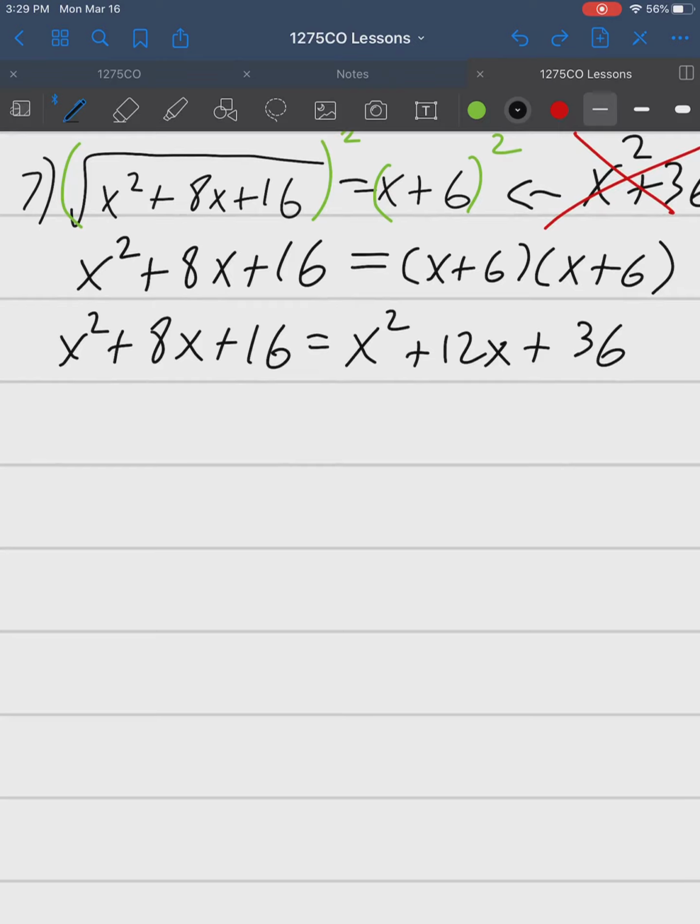Set this equal to 0. This is a quadratic equation. Now it looks like this is factorable here. But in fact, factoring is not going to help you because the first step in solving a quadratic equation is not factoring.